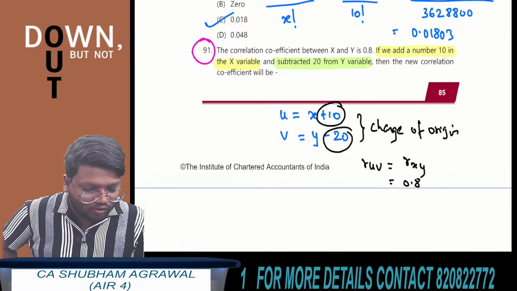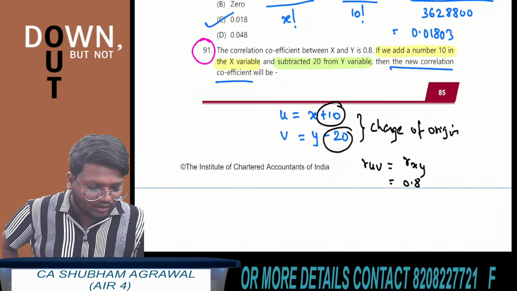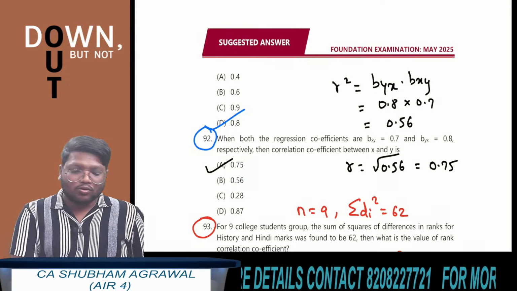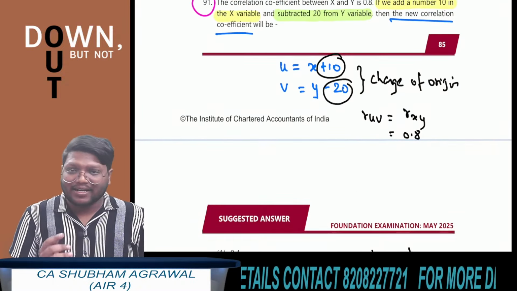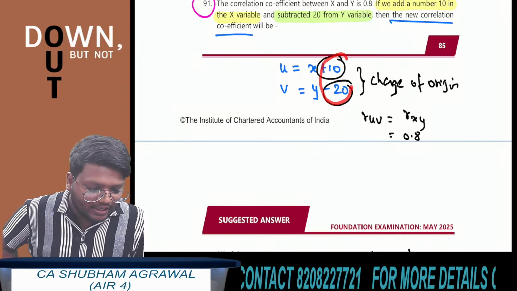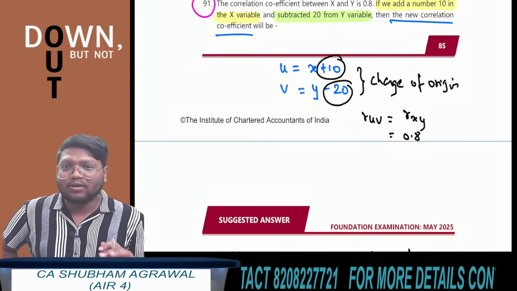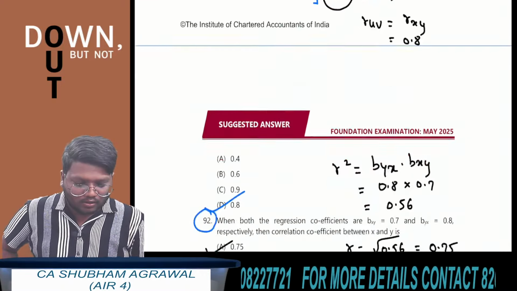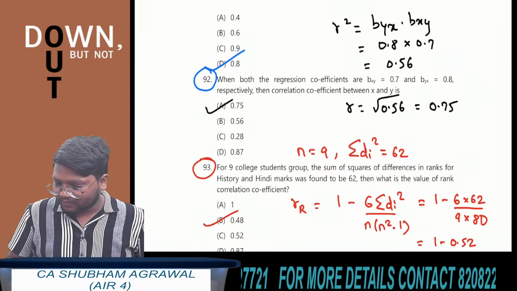Then the new correlation coefficient they have asked here. New correlation coefficient, so the answer is 0.8. Which option is correct? Option D. Because the correlation coefficient remains unaffected due to change of origin but gets affected due to change of scale, and here only change of origin is there. So whatever is the correlation coefficient between x and y, the same is the correlation coefficient between u and v. Option D is the correct answer.